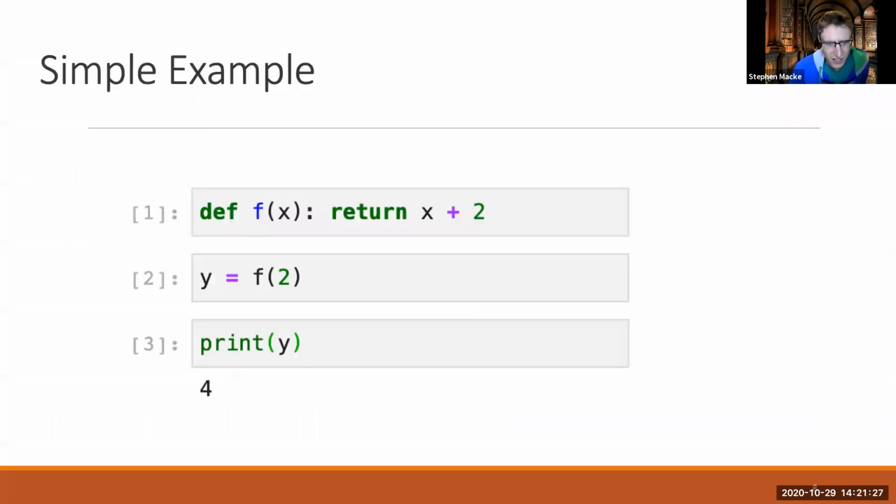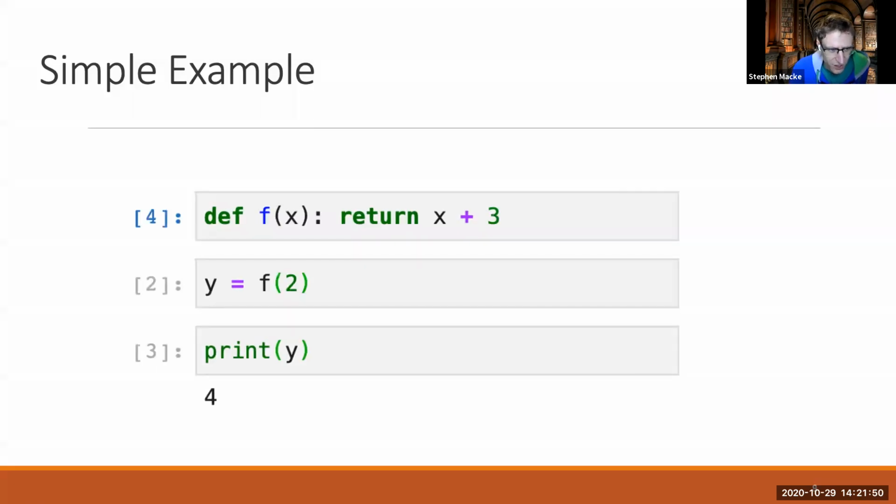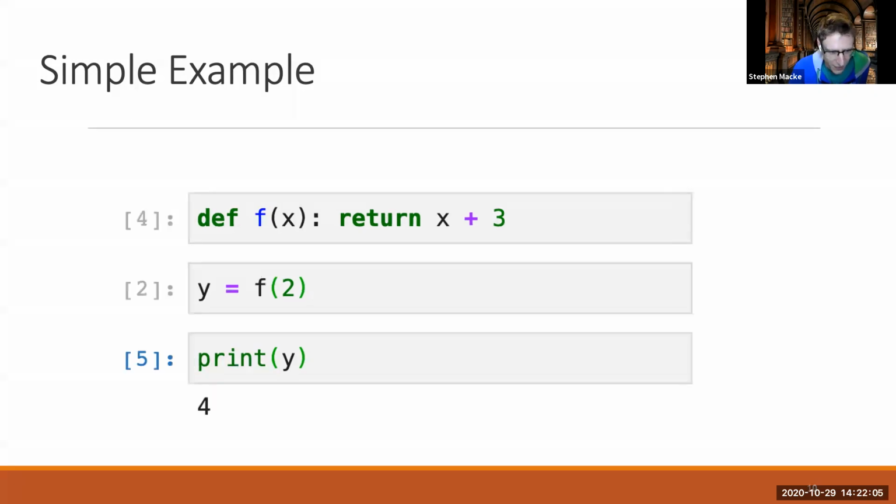So just to give you a quick example of how this might occur in practice, well, not in practice, because this is a very simple example, but let's suppose I have three cells. The first just defines some function, the second just calls the function, and the third prints the result. Now, let's suppose I go backwards to the first cell and I change the function to return something else. Now, what could happen is I could re-execute the third cell without re-executing the second cell in the middle.